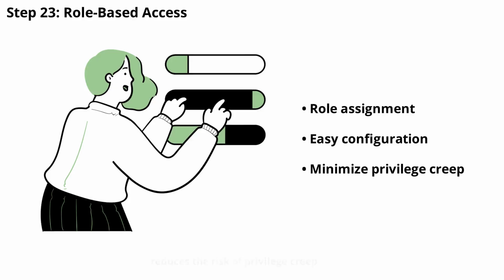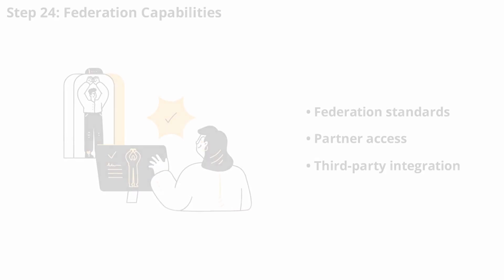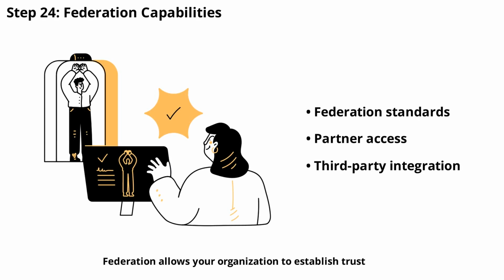RBAC simplifies access management, reduces the risk of privilege creep, and ensures users only have access to what they need. Federation allows your organization to establish trust relationships with external partners or other organizations. Check if the SSO provider supports Federation standards like SAML or OAuth. Federation is useful for mergers, partnerships, or providing access to third-party vendors without creating separate accounts.